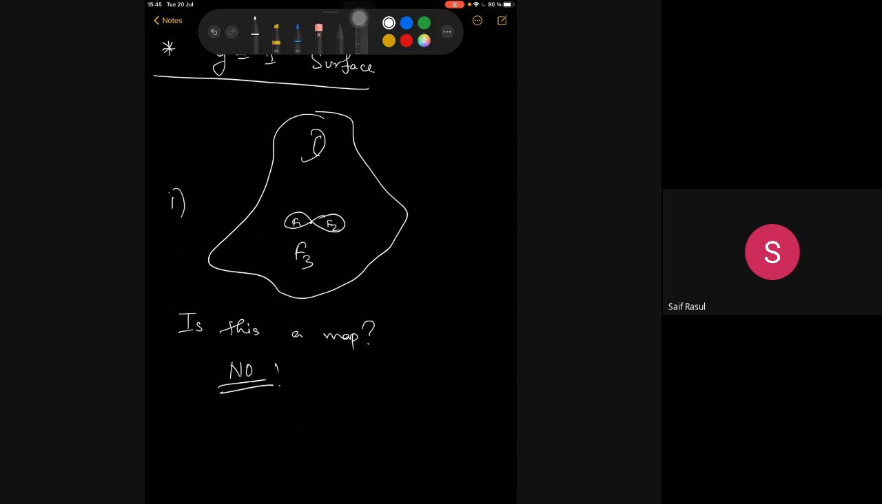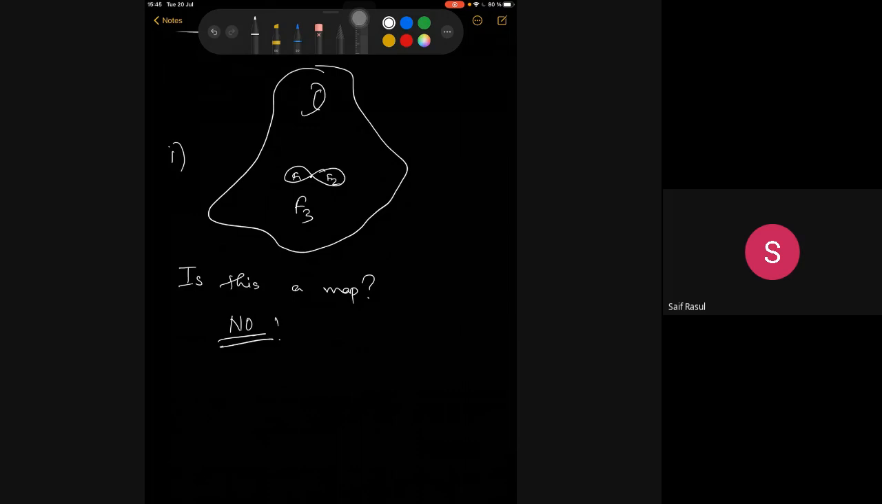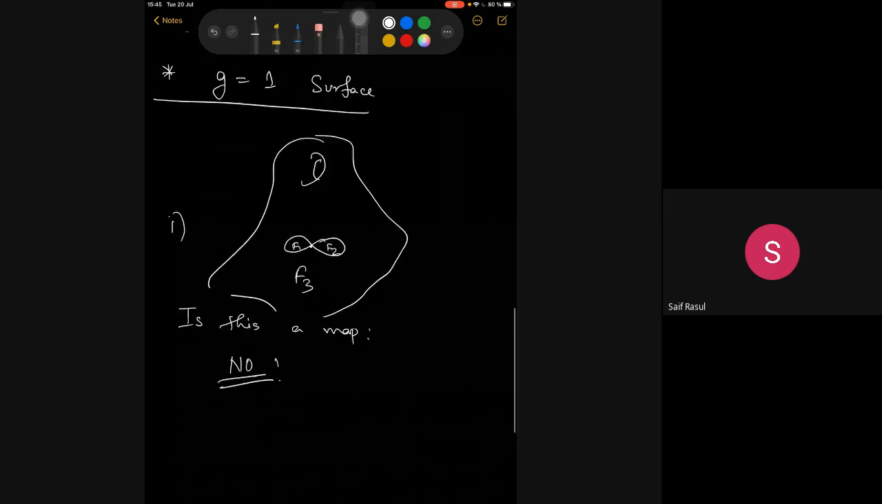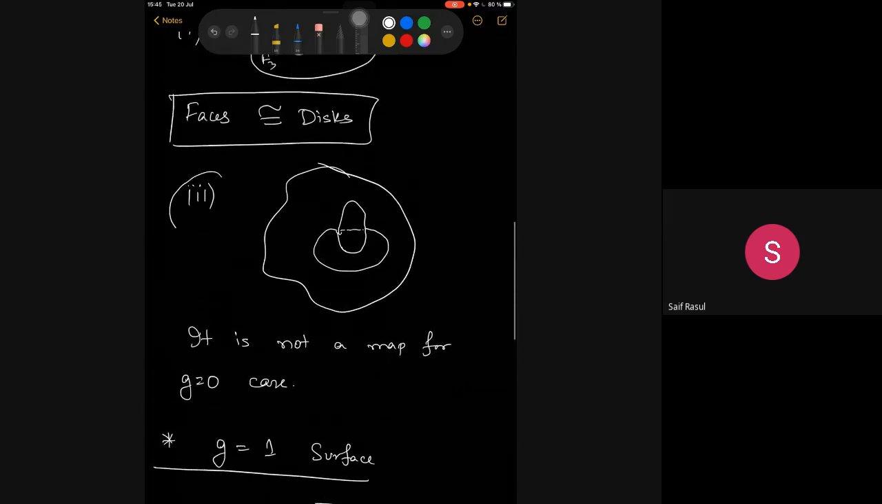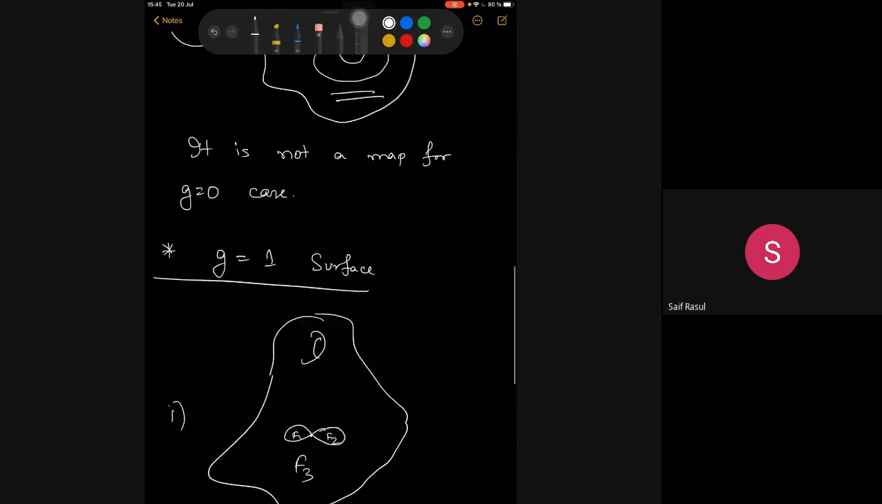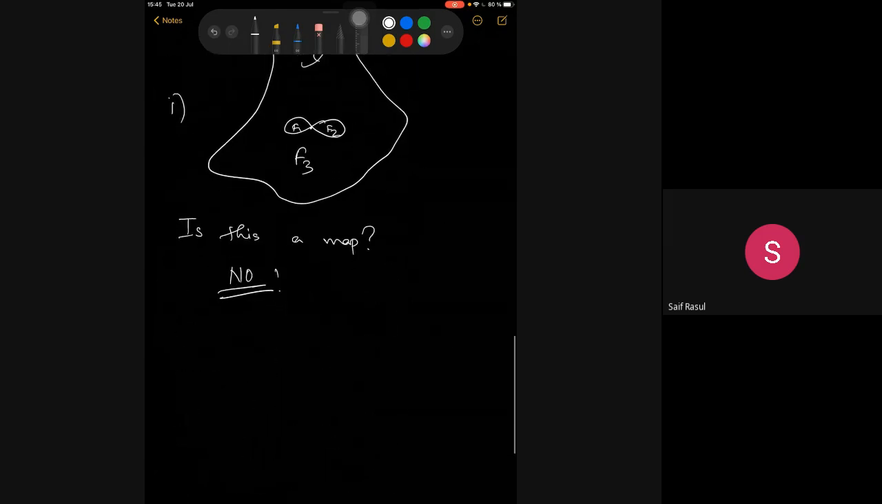And can you make it equivalent to a disk? A disk has no holes. It's a genus 0 thing. So our figure 8, in this case, is not a map. However, this diagram is a map for the genus 1 case. So let me give you an example. Let me show you something.